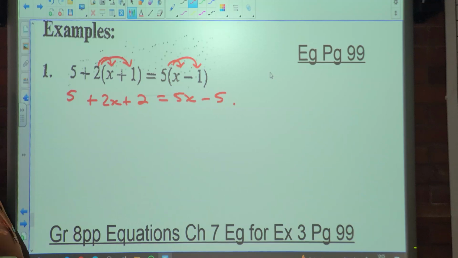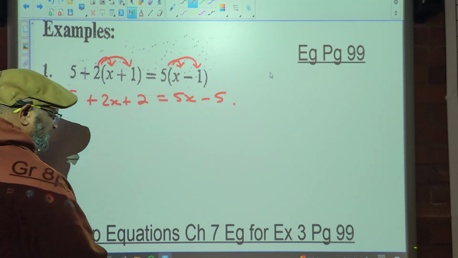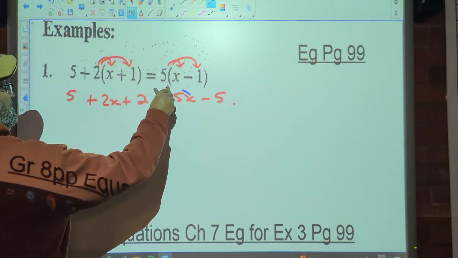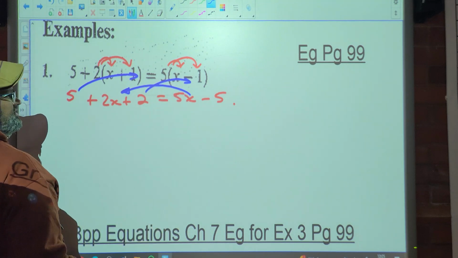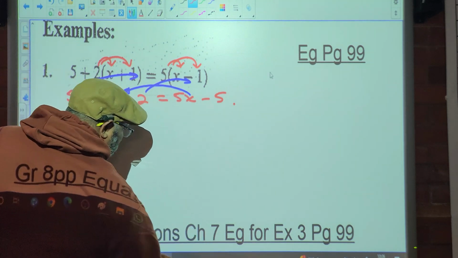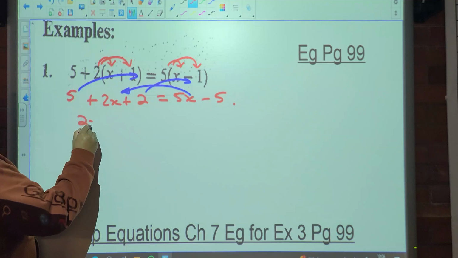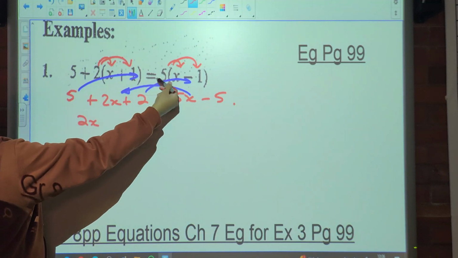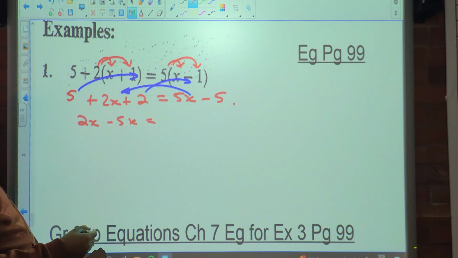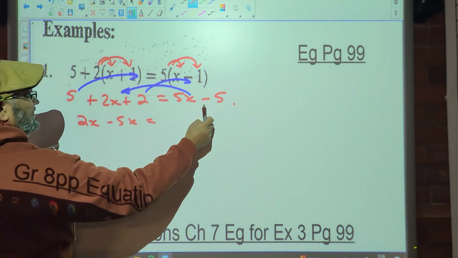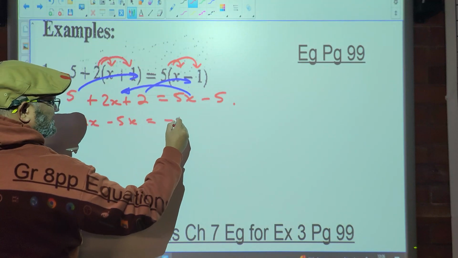Right, so where do you go from here? As we did yesterday, what do we do? X is one side, numbers the other side, not so? So that 5x I'm going to bring to the left hand side, whilst 5 and 2 I'm going to take to the right hand side. So let's do it quickly. What do we get? 2x is not going anywhere. I'm bringing 5x over, becomes negative 5x, yes, minus 5x equals. Is that going anywhere? No, so the sign remains the same as well.